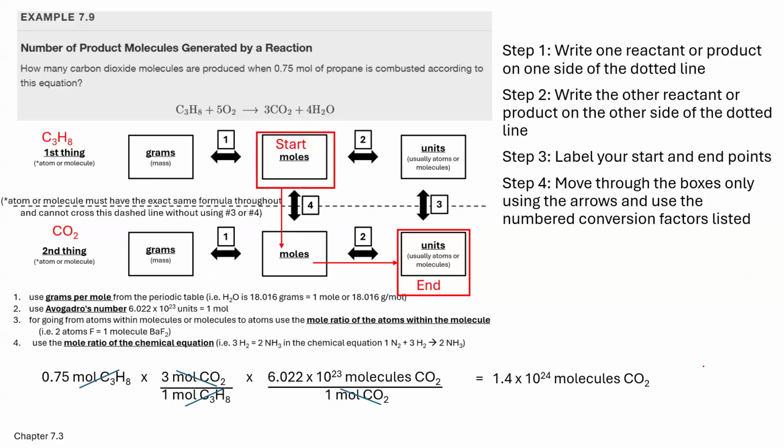Okay, so this is a sample problem. Number of product molecules generated by a reaction. So let's read through this. How many carbon dioxide molecules are produced when 0.75 moles of propane is combusted according to this equation? So let's summarize, even though there's not many words there, let's summarize it even further.